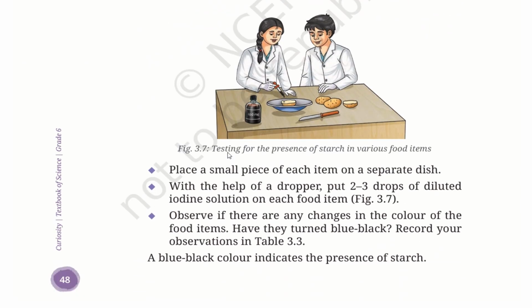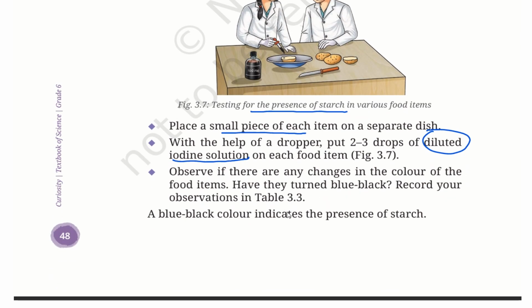The first test is about starch. For testing the presence of starch, you need a small piece of each item. Then take a dropper and with this take diluted iodine solution. Put 2 to 3 drops of diluted iodine solution on each food item. Observe what you can see. Have they turned blue black? If they show a blue black color, that means it has starch. So it shows the presence of starch. If not, it doesn't have starch.